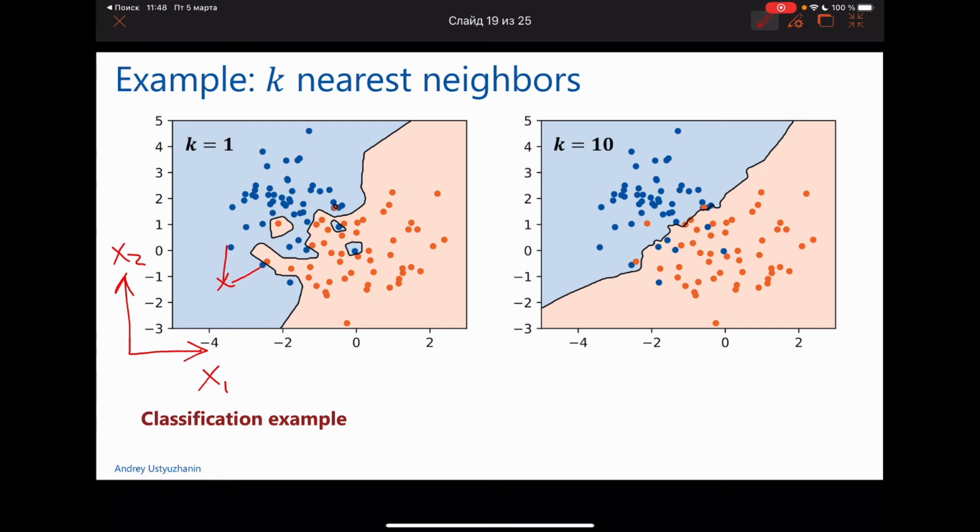And for the case when we have to look at just one neighbor, you see that you can expect very strange shapes to appear, which do not necessarily have a physical meaning. And if we increase the number of neighbors, in this case it is equal to 10, the boundary line becomes much more smoother.